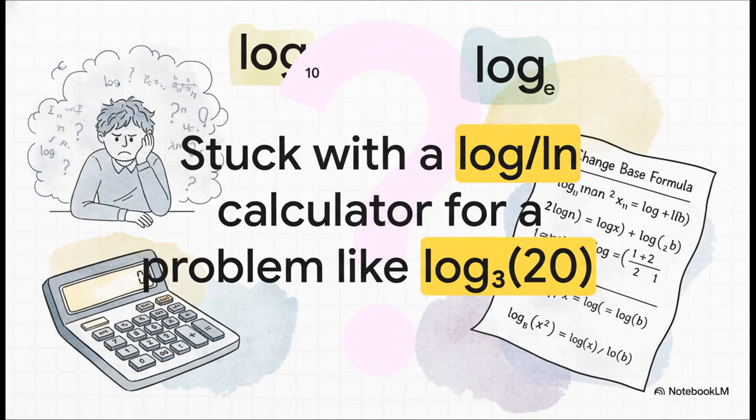Oh, you have absolutely been here before. I know it. You're staring at a problem, something like log base 3 of 20. And then you look down at your calculator, and all you've got are two buttons, a log button, which is base 10, and an ln button, which is base e. It feels like you're trying to hammer in a screw, right? You just don't have the right tool. So what are you supposed to do?